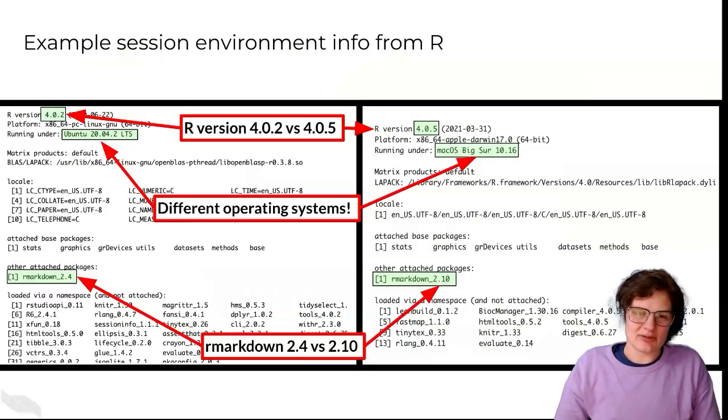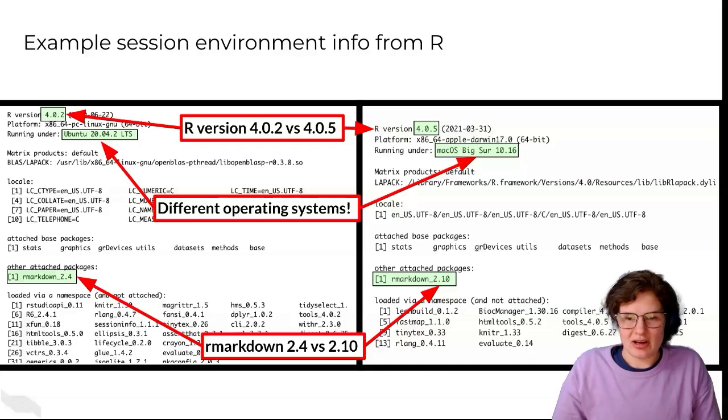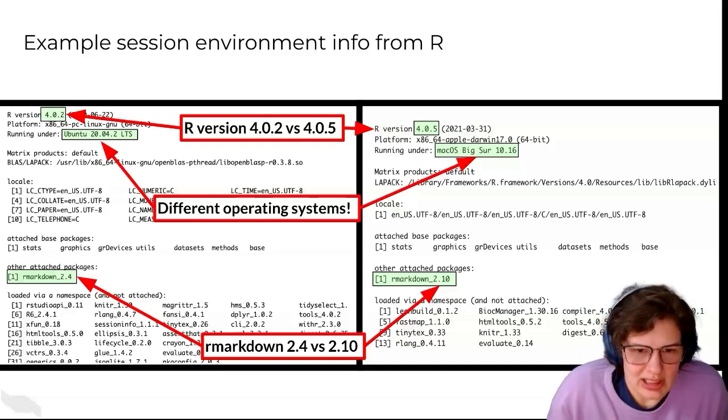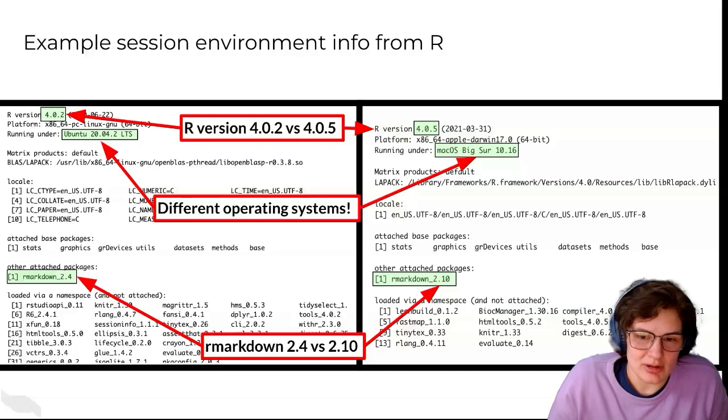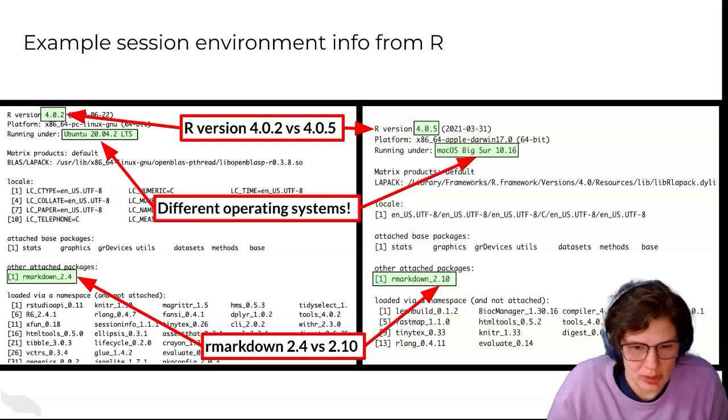We can see this from example output. Here's an example of a session environment from R, which is basically just a printout of what's being used in that computing session. We can see that there are different R versions. We can see that these are being run on two different operating systems, one is Ubuntu, one is Mac. And then for each of the packages that are attached, there might be different version numbers, 2.4 versus 2.1.